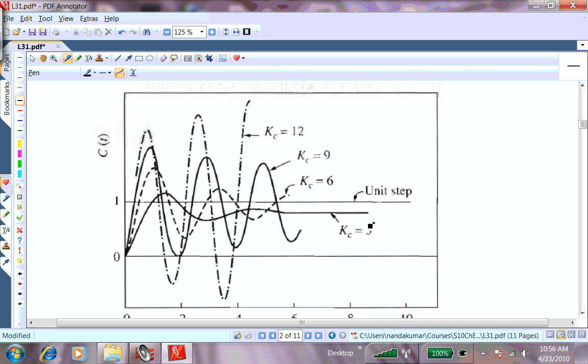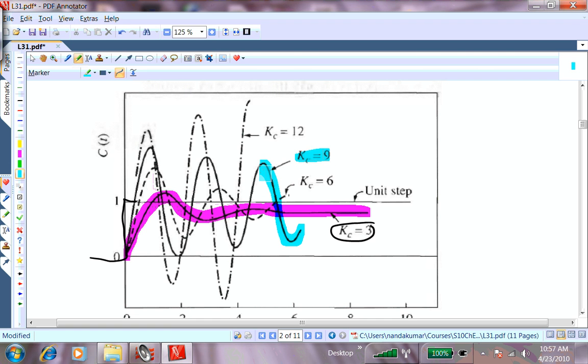When Kc equal to 3, I'm making a unit step change from 0 to 1. Okay. And what you find is for Kc of 3, the output is bounded. There is some sort of an oscillation, but you see that there is an offset because it's only a proportional controller, but it is bounded. Okay. What happens to Kc equal to 9? Let's take that. So here is the curve.